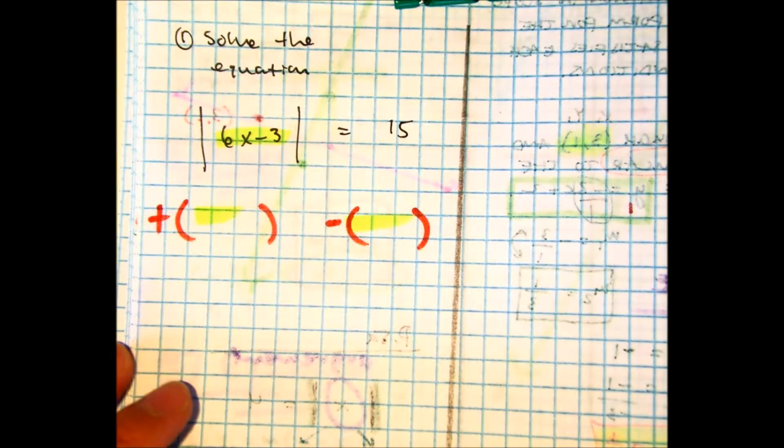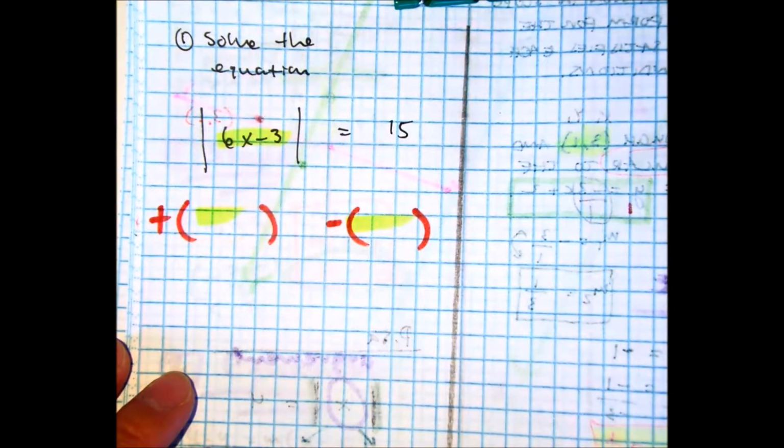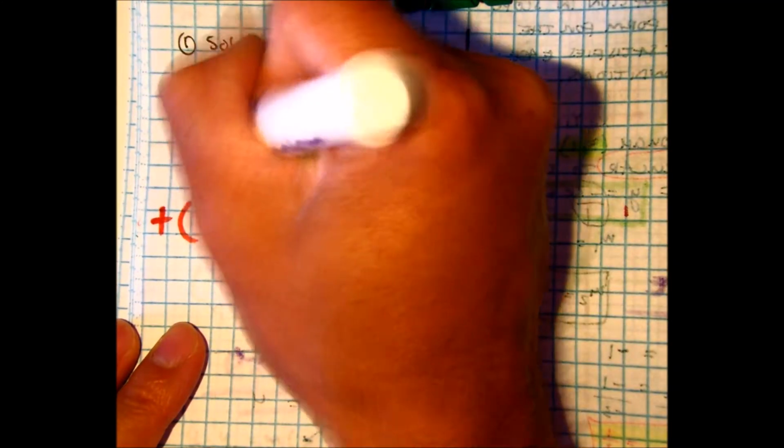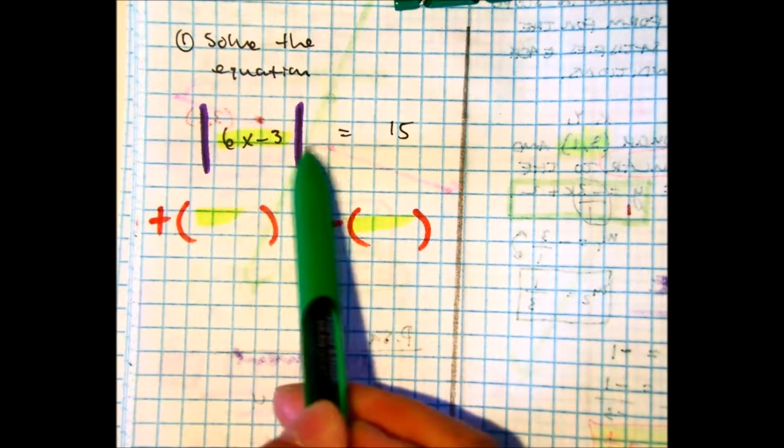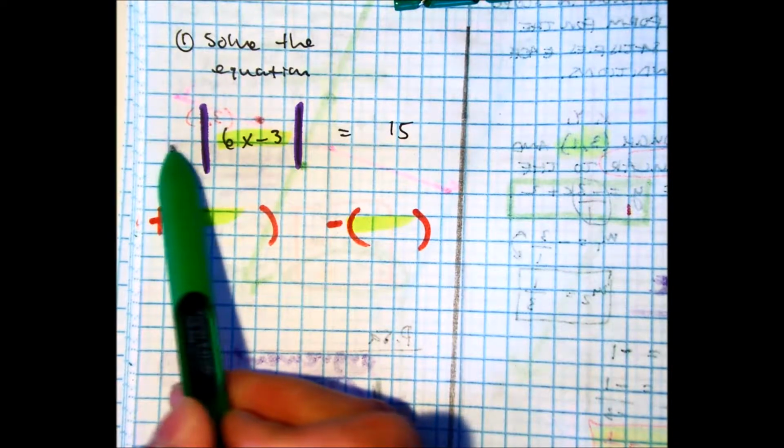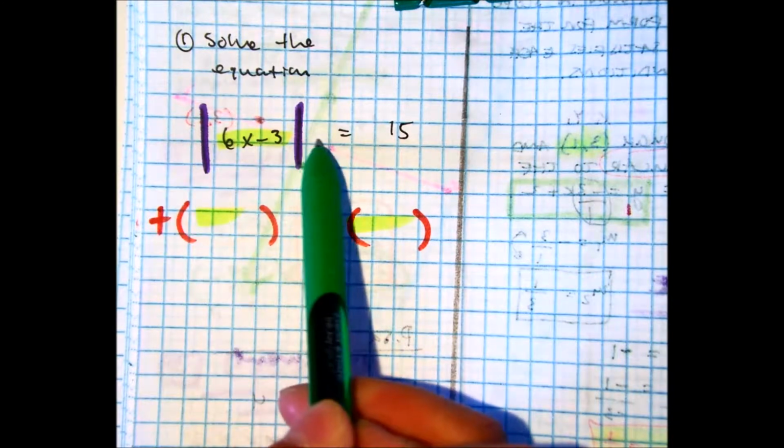Now, one thing I do want to note is, everyone say isolate. You want to isolate this absolute value. So if you have a different color pen, this is super helpful. The reason why is you get a visual. You do not want anything in front or behind this absolute value equation. Okay, so make sure it's isolated.